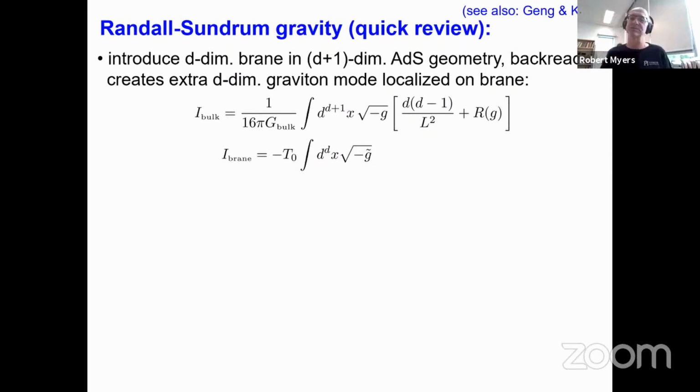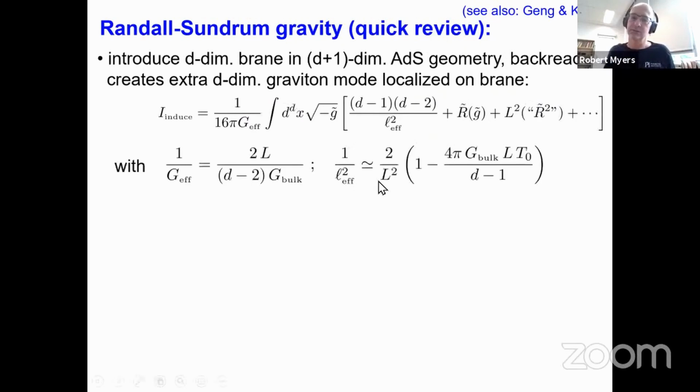I'll talk about that more precisely. But the remarkable insight of these two was that in the backreacted geometry, we have a new graviton mode that's localized near the brane. And so effectively you can describe the physics, at least at low energies, as a gravity theory on the brane itself. If one goes through some calculations, what you find is that the induced action of that gravity theory takes the following form.